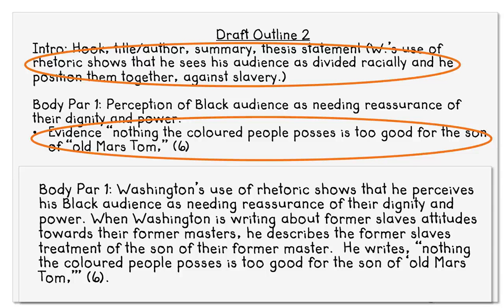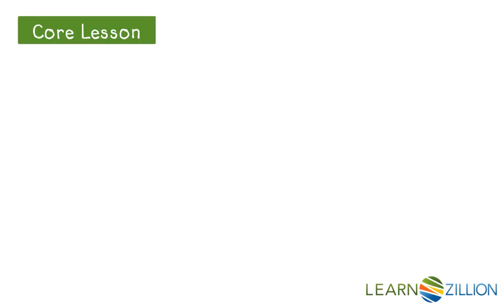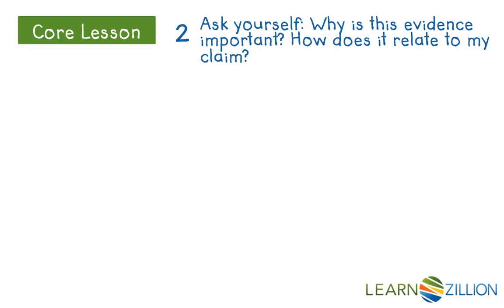So the context begins with, when Washington is writing about former slaves' attitudes towards their former masters, he describes the former slaves' treatment of the son of their former master. So I've neatly just summarized what's going on right before and even a little during the quotation. Then I begin my quote with, he writes, "Nothing the colored people possess is too good for the son of old Mars Tom." Okay, so now I've got my body paragraph all set up, and it's time to move on to step 2, the real meat of this paragraph.